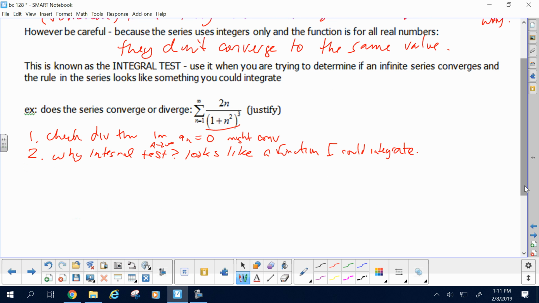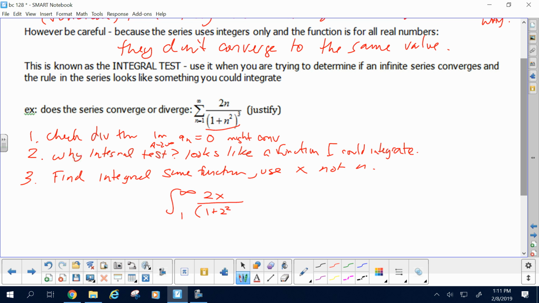Now, running the integral test looks like this. You find a comparable integral of the same function, same function, but use x, not n. So this would compare to the integral from 1 to infinity of 2x over (1 plus x squared) cubed dx. You see?